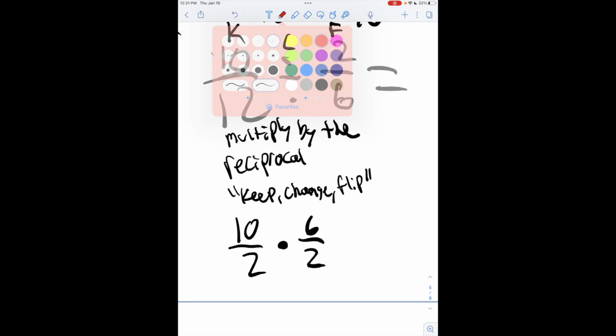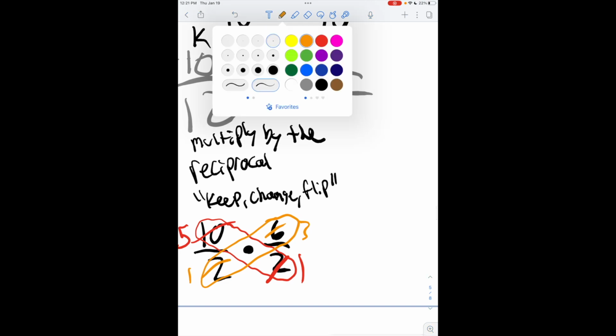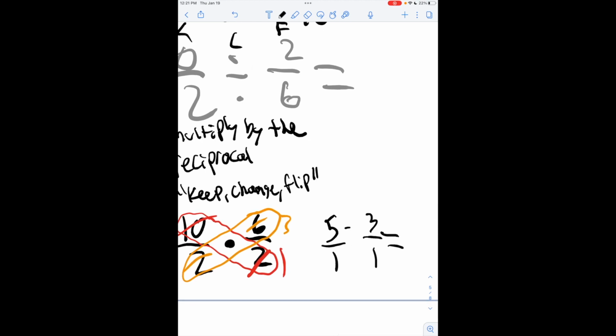Now I could multiply this, but I see I can simplify some stuff. So I have 10 and 2. I'm looking across here. I see 10 and 2. I'm going to divide out a factor of 2 and make this 5 and this a 1. And then when I look over here, I say, all right, I've got 6 and 2. I'm going to divide by 2 and make this a 1. Divide by 2 and make this a 3. So when I rewrite it, I have 5/1 times 3/1, which is just going to give me 15.